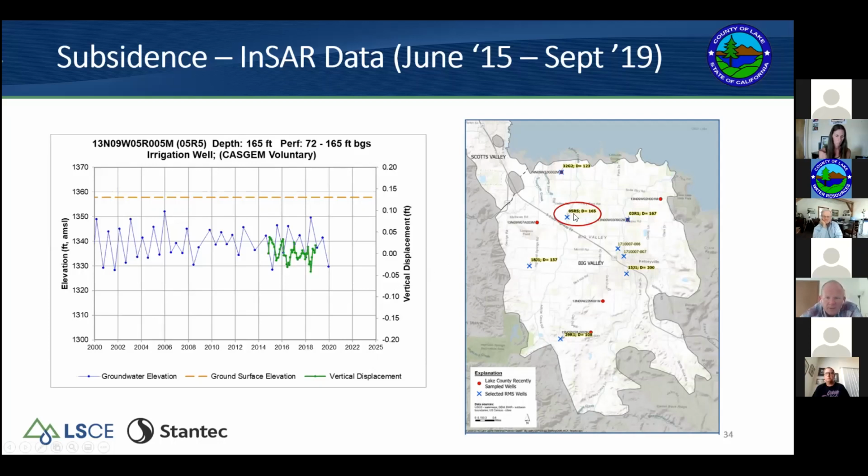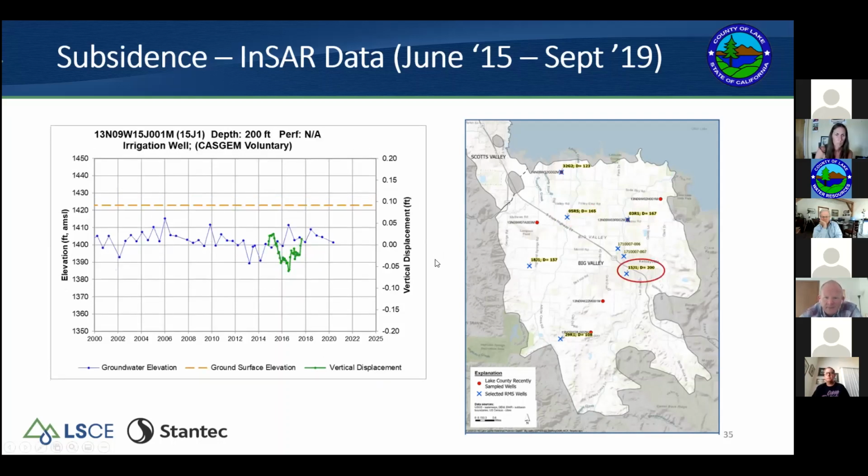Here's another one over here, but again, you see water levels are bouncing around, but we don't see a correlation. In fact, this is an example where water levels are going up, but we're seeing really, really slight increases in subsidence. So again, there's no real correlation, but it's a way that we can keep track of water levels and subsidence at those areas. Again, the vertical displacement is really, really small. I think I've got a couple more.